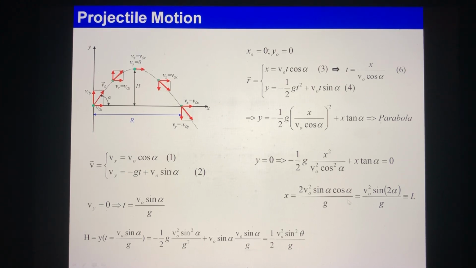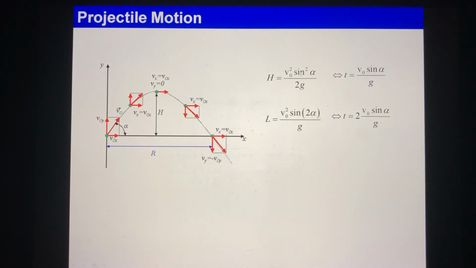And the flight time in this case is double the time to reach the maximum height, because the time to reach the maximum height equals the time from the maximum height to the final position. So here is the conclusion for the maximum height and the time to reach the maximum height, the horizontal range, and the flight time.